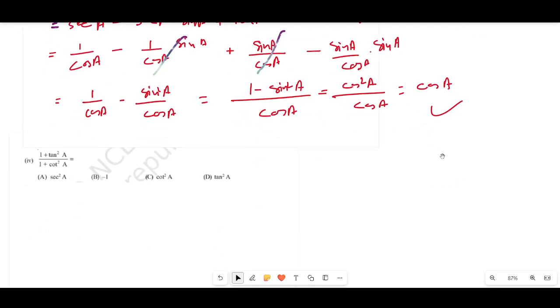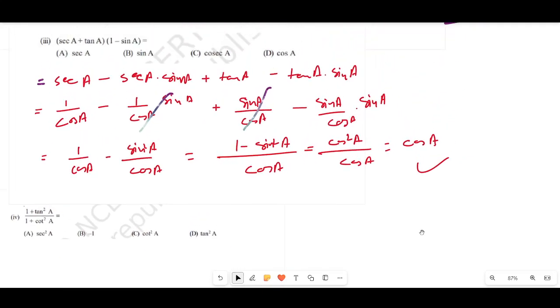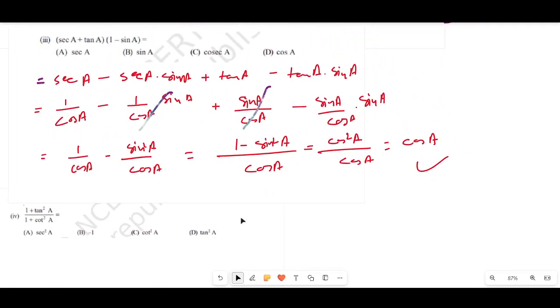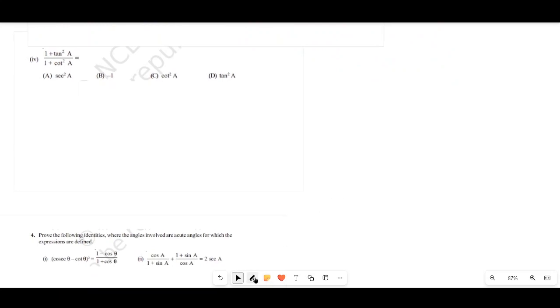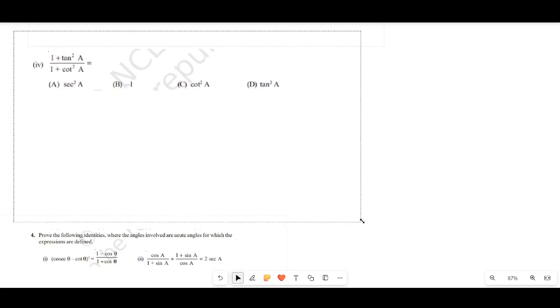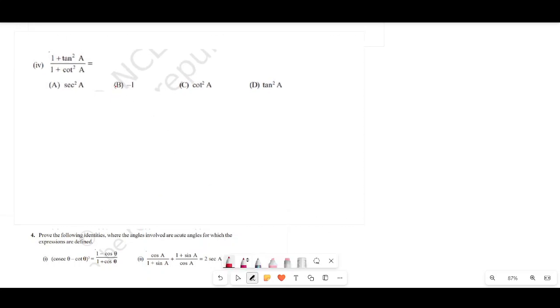Now move on to the next question. Here anything is given, that is the answer of D. Clear? Now move on to the next question. Here: 1 plus tan square a upon 1 plus cot square a, what will be the value?